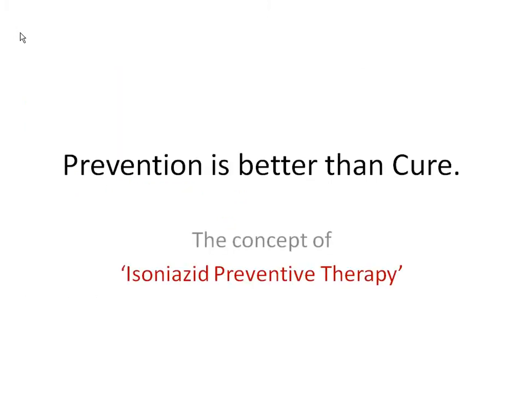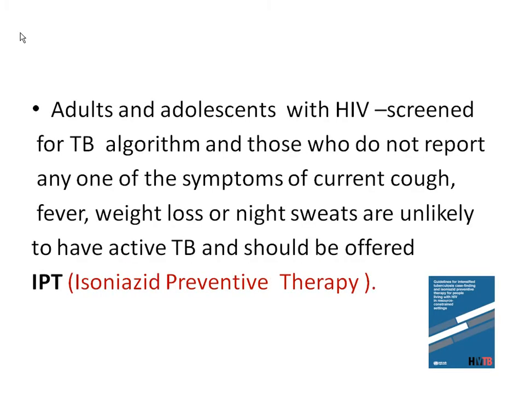If you get a patient with HIV, it is important to prevent them from getting tuberculosis. And that is where the concept of isoniazid preventive therapy, what is now called IPT, has come. So when you have a patient with HIV, it is very important to give them a single drug, isoniazid, for a period of 36 months.